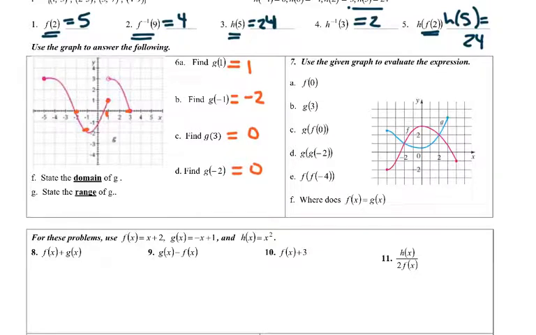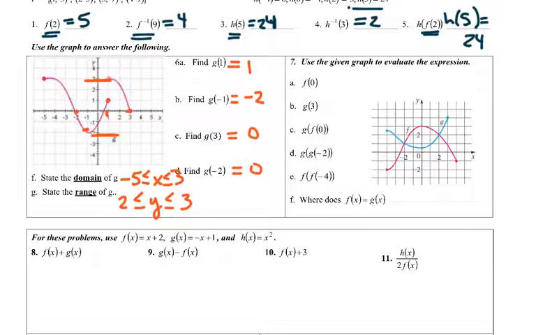The domain is, if you swipe back and forth, where do the x-coordinates start and stop? Well, they start at negative 5 and they go through 3. Where do the y-coordinates start and end? They start at 2 and they end at negative 3. Or sorry, positive 3. All right?